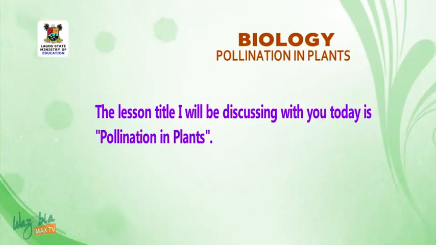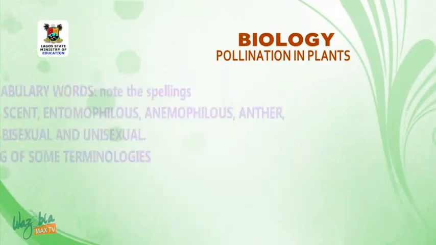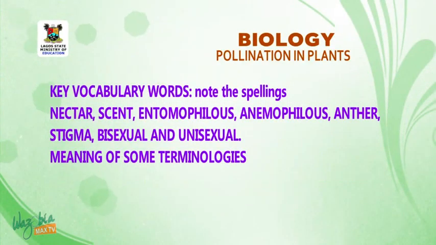Pollination in Plants. At the end of this lesson, students will be able to: 1. Explain the meaning of pollination. 2. Identify and describe the different types of pollination. 3. Differentiate between insect-pollinated and wind-pollinated flowers. And 4. Describe the importance of pollination to our food supply. Now let us enjoy the lesson together.